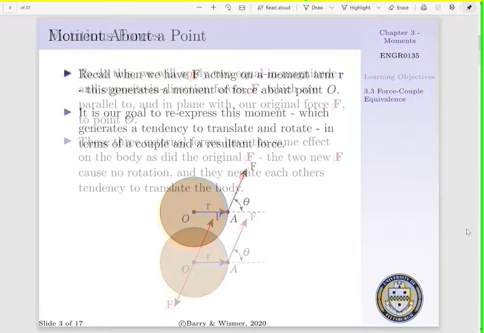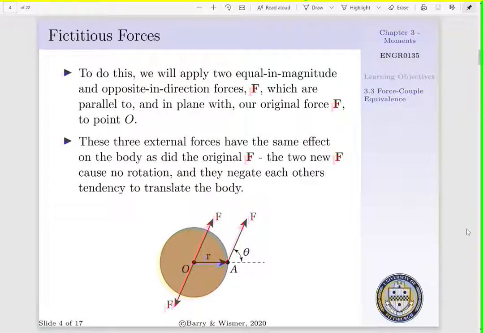Now, to achieve this goal, we are going to apply two equal in magnitude and opposite direction forces F, known as fictitious forces, which are going to be parallel to and in plane with their original force. These two forces are going to be applied about point O, as shown in the figure below. We have F acting up and to the right and down and to the left about point O. Now, since these two forces are equal in magnitude and opposite direction, they will cancel out each other's tendency to cause translation. Additionally, since these forces are acting about point O, there's going to be no new tendency for rotation.